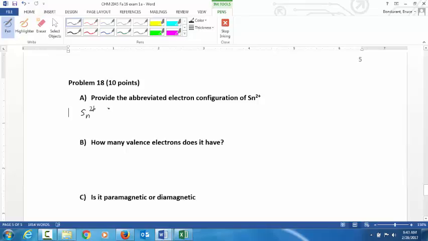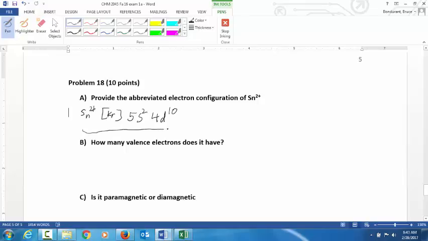Sn2+ is Krypton, and now you have 5s2, 4d10.